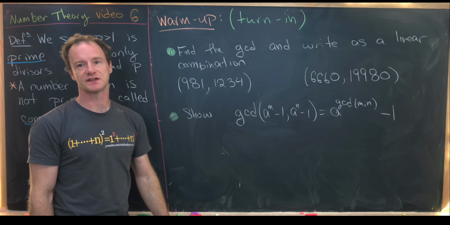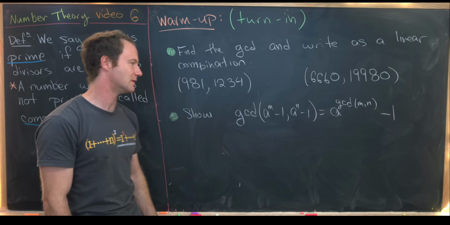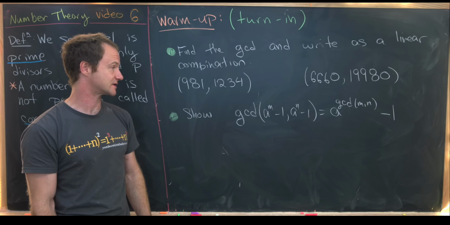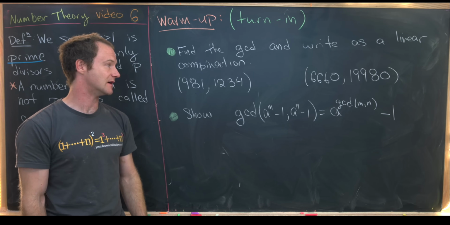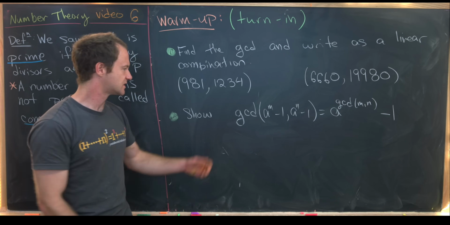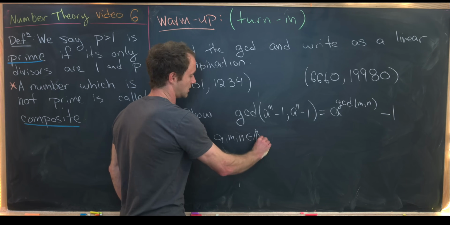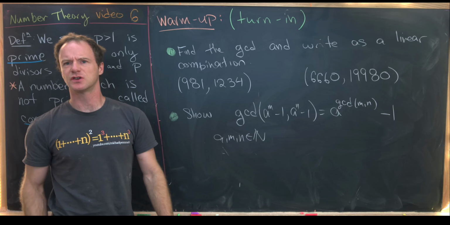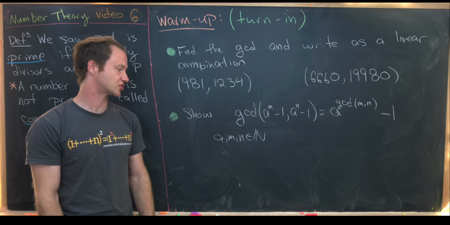Next, I've got one which is a little bit harder, and that is to show that the GCD of a to the m minus 1 and a to the n minus 1 is the same as a to the GCD of m and n minus 1. So here a, m, and n are all natural numbers. So you want to think about what you know about dividing polynomials for the trick here.